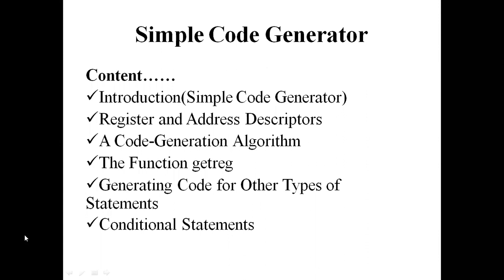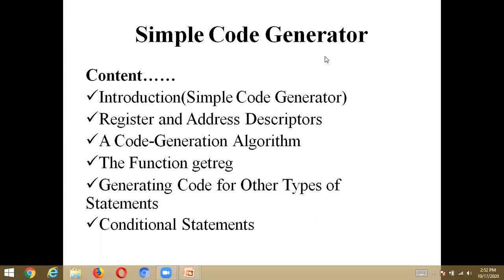One is an introduction, that means the introduction about the simple code generator, and the second one is about register and address descriptors. Here we have two types of descriptors: one is a register descriptor and another one is an address descriptor. And the next one is the code generation algorithm. This is the most important content in code generation. It is the code generation algorithm.